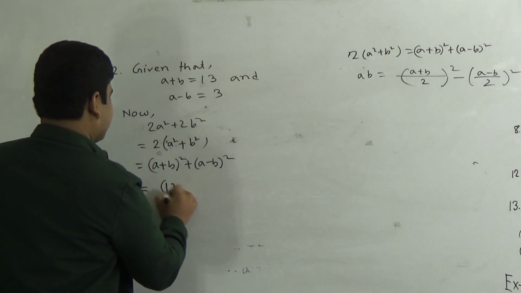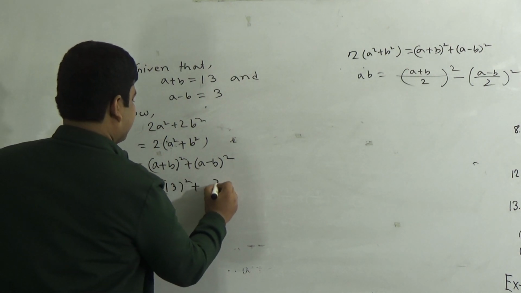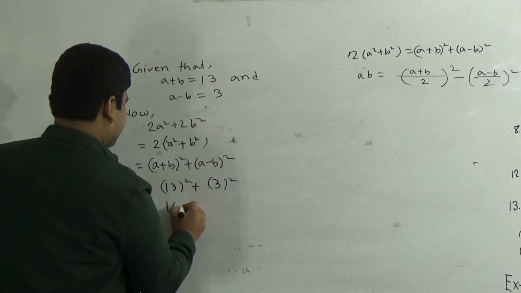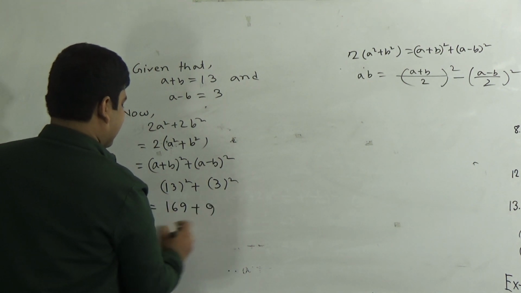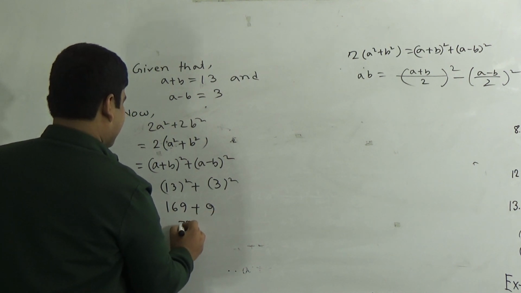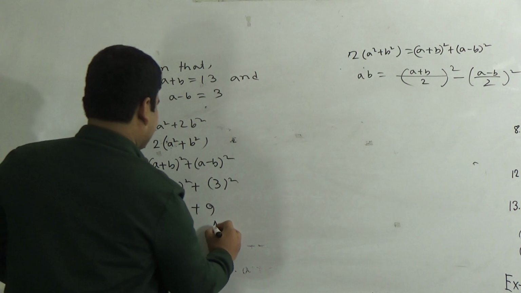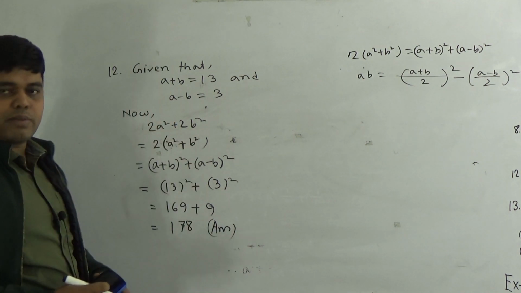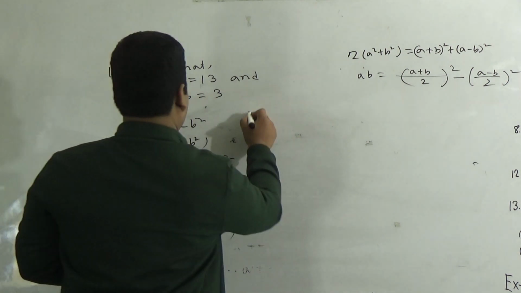Here it is 13 square and it is 3 square. 13 square is 169 plus 3 square is 9. If we do addition, 9 and 9 is 18, carrying 1, 6 and 1 is 7 and 1. So 178 is the answer of 2a square plus 2b square by using these two values.